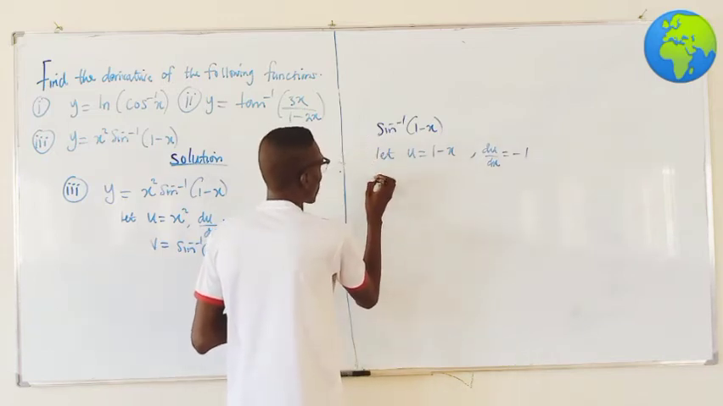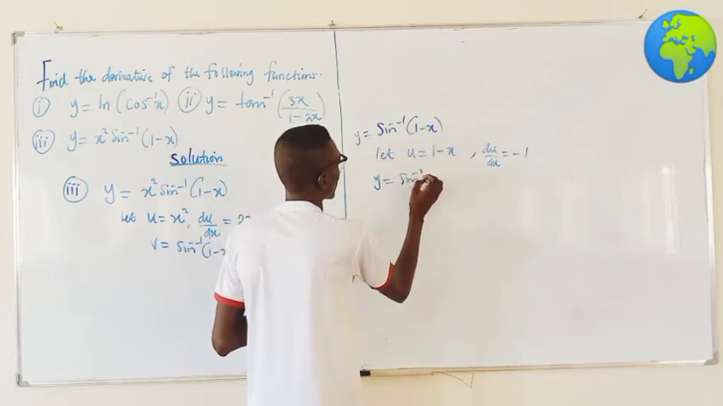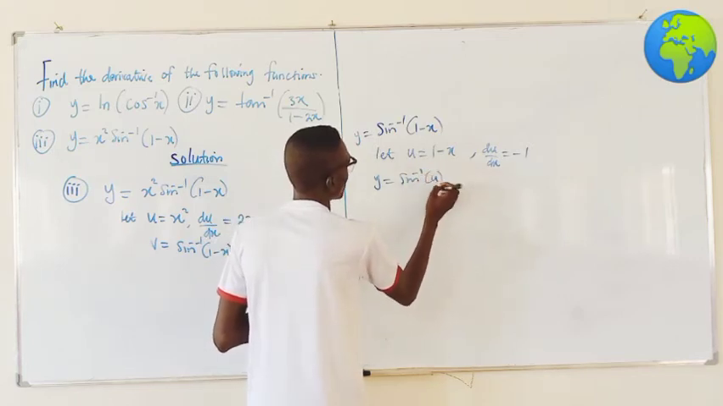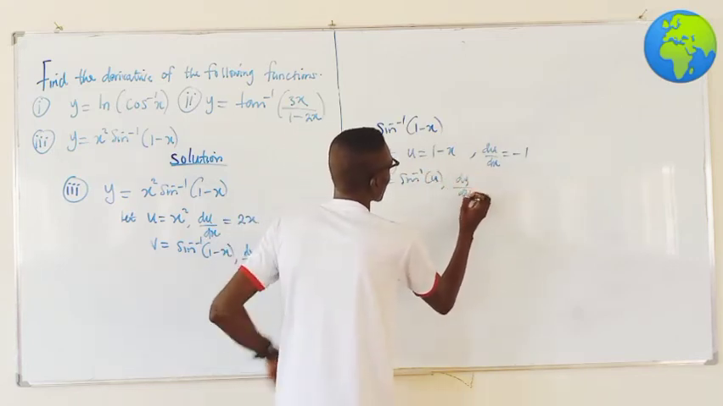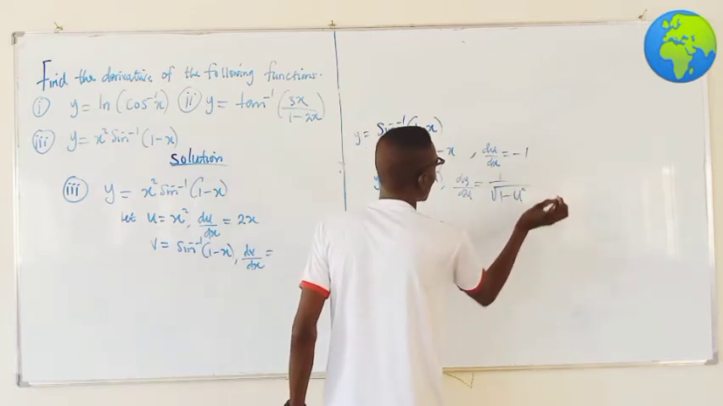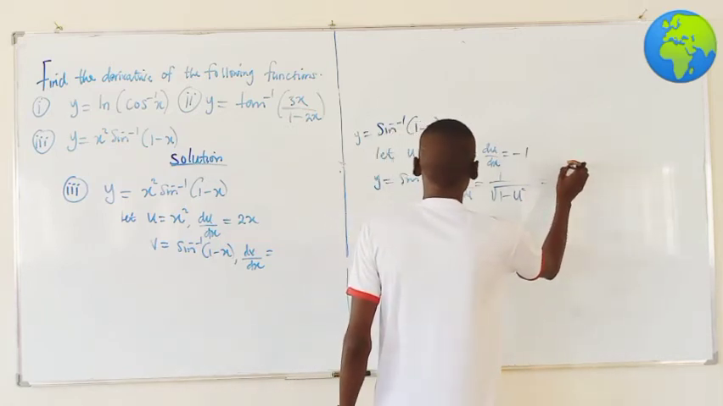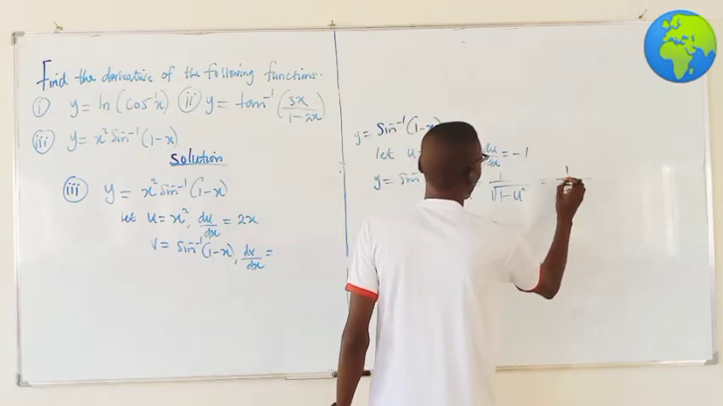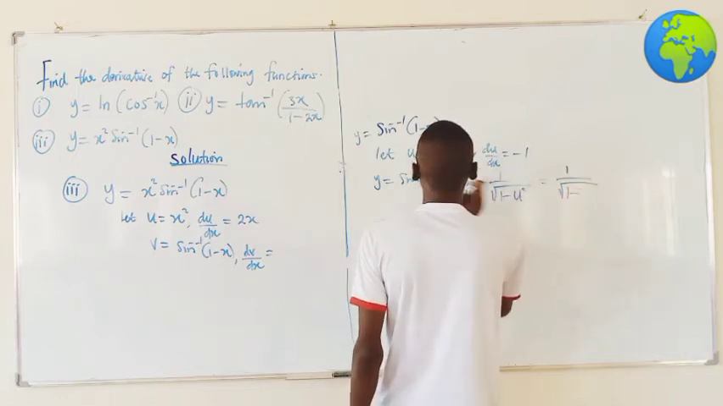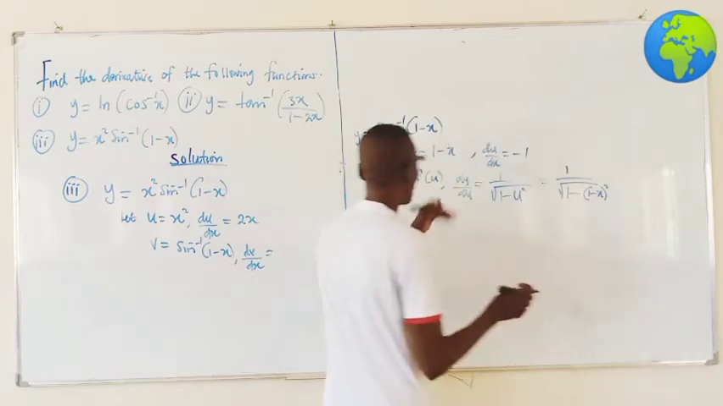So what is our y normally? Y is going to be sine inverse of u. So what is our dy du? Dy du is going to be 1 over square root of 1 minus u squared, right? So this is going to be 1 over square root of 1 minus, what is u? We said u is 1 minus x, so 1 minus x all squared. That is our dy du.